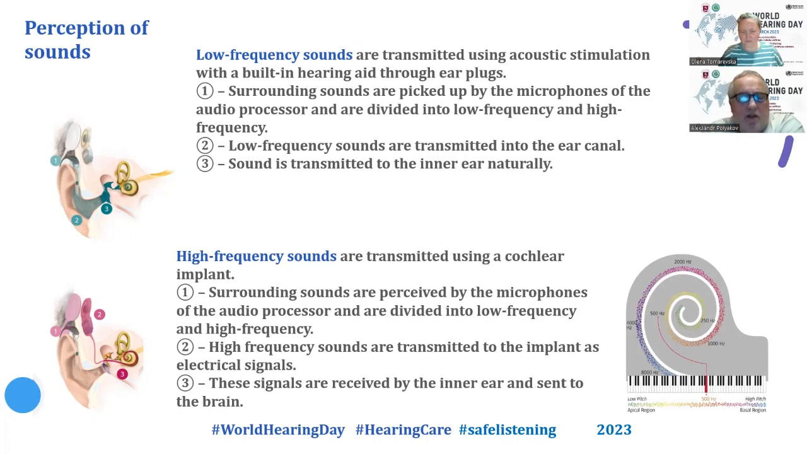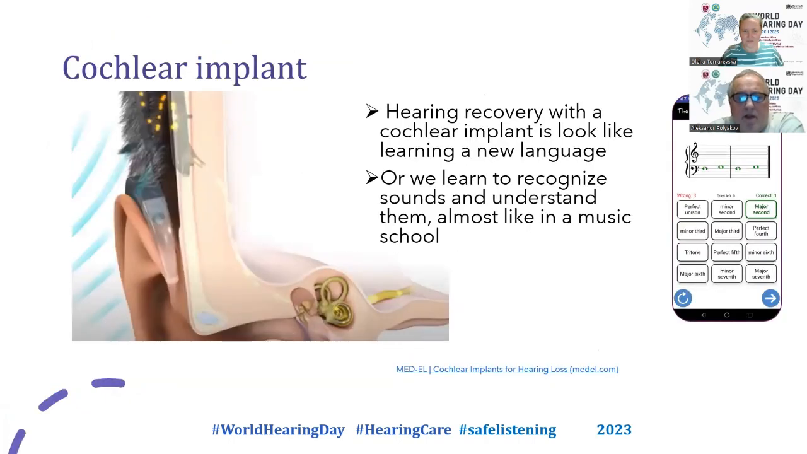First, surrounding sounds are perceived by the microphones of the audio processor and are divided into low frequency and high frequency. High frequency sounds are transmitted to the implant as electrical signals, yes? And have a look, the signals are received by the inner ear and sent to the brain. Next slide, please. So now about the cochlear implant.